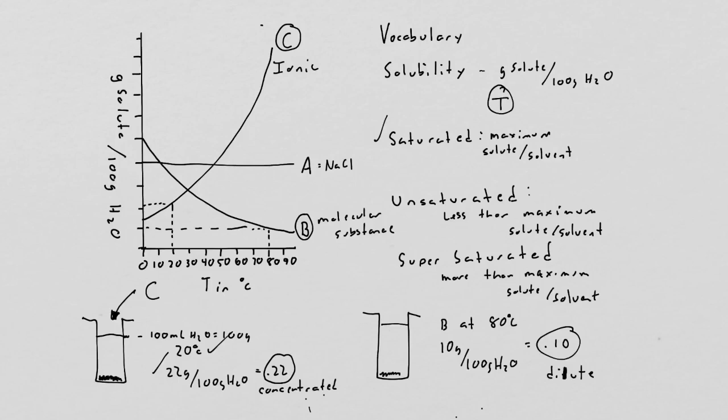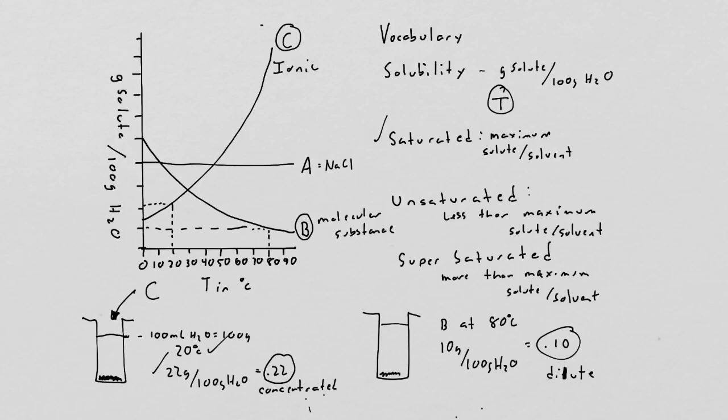All right, right now I want us to be able to do one last thing, which is to look at three solutions and determine which is saturated, which is unsaturated, which is supersaturated, and also which is the most concentrated and which is the most dilute. And what I really want you to do is disconnect the terms concentrated and dilute from saturated, unsaturated, and supersaturated. Because just because something's saturated or supersaturated does not make it concentrated.